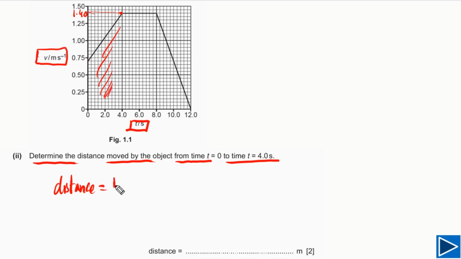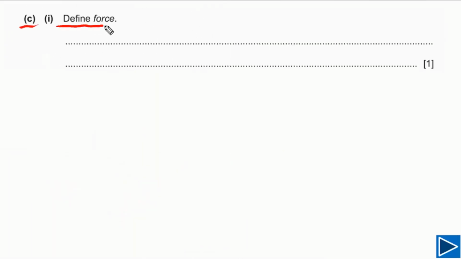So the area of the trapezium is 1.40 plus 0.70 divided by 2, and we need to multiply by the time, 4.0. And if we solve this, our final answer is 4.2 meters. So we can write down our final answer here. Part C1 is asking us to define force, and force we can simply define as rate of change of momentum.